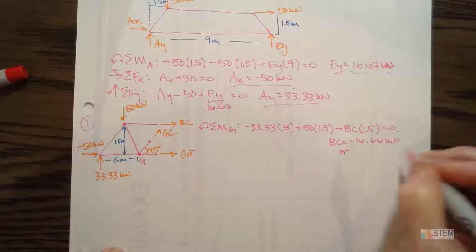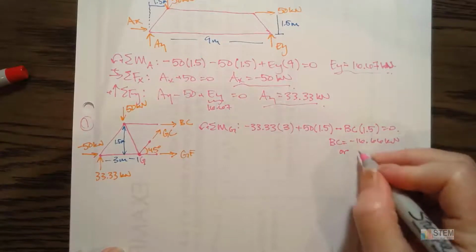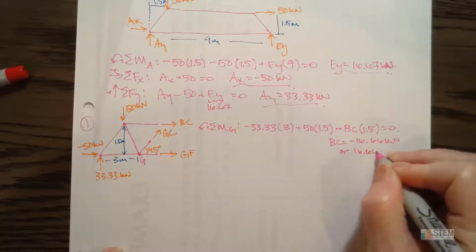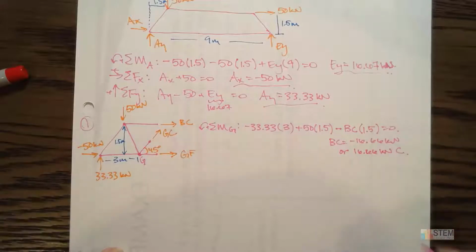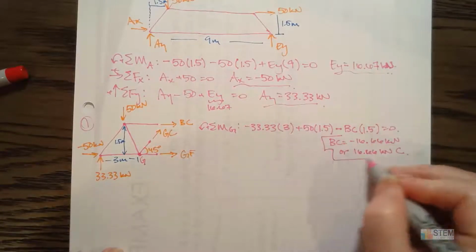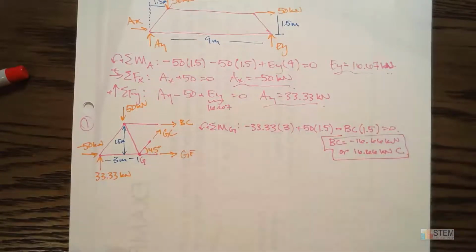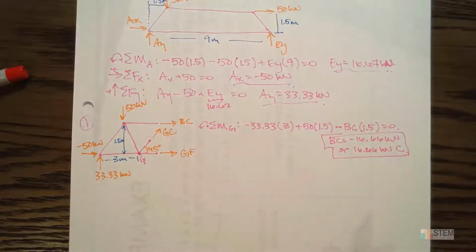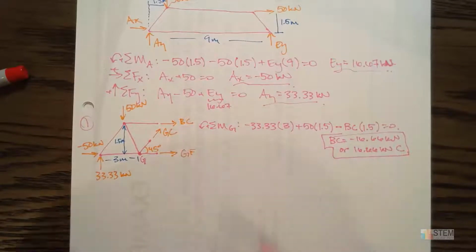All right, so a lot of the textbooks won't put the negative sign. They'll put 16.66 kilonewtons with a C, meaning compression. Okay. All right. So now we've got that one. And let's go ahead and find these other two.